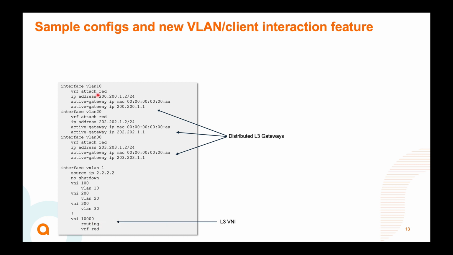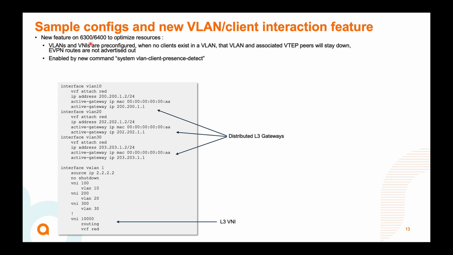So for each VRF, you only need one layer 3 VNI. You enable routing on that layer 3 VNI. This new feature is only available on the 6300 and 6400 switches to optimize resources. What happens is you still need to pre-configure all your VLANs and VNIs, but when there's no client that exists on that VLAN, the associated VTAP peers will stay down, and EVPN routes are not advertised out.